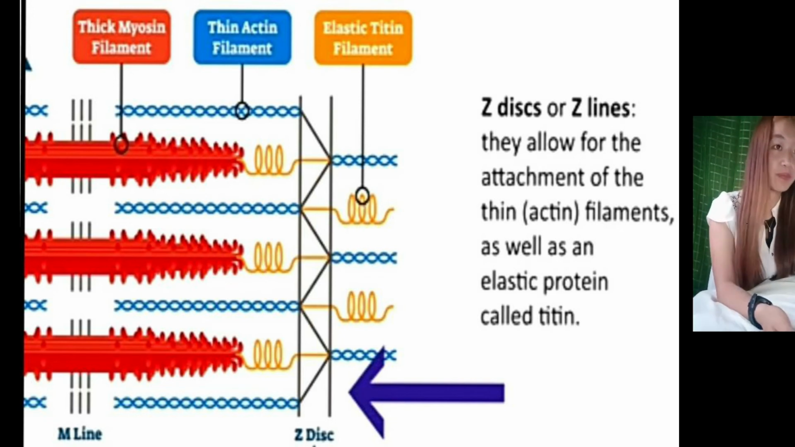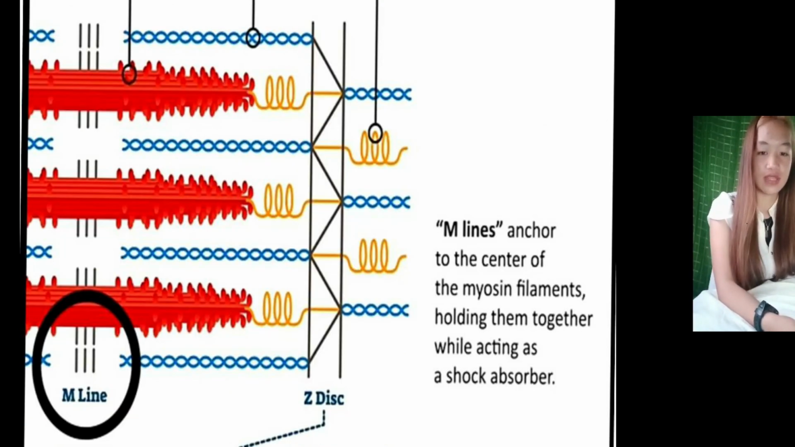The next one is the M line. The M line is the anchor to the center of the myosin filaments, holding them together while acting as a shock absorber. So this M line is a shock absorber. This is the region at the center of the H zone and contains proteins that hold the thick filaments together at the center of the sarcomere.